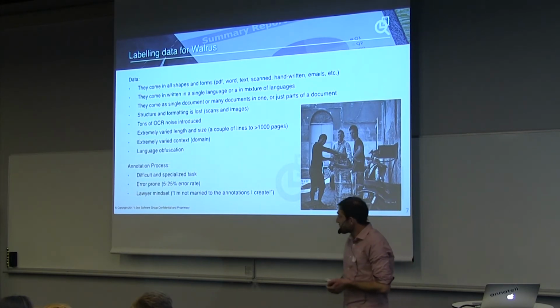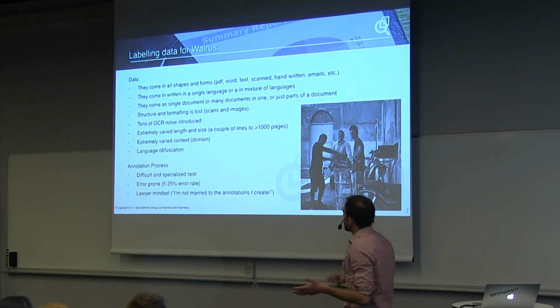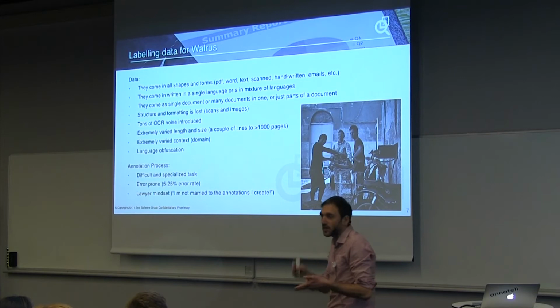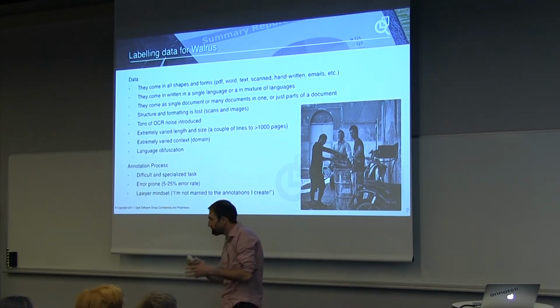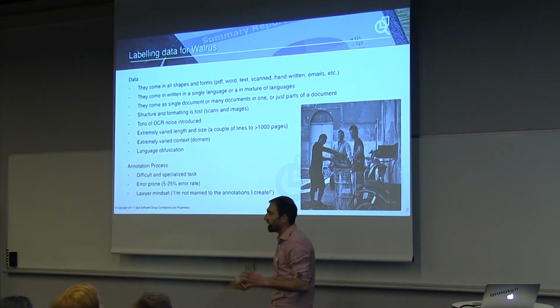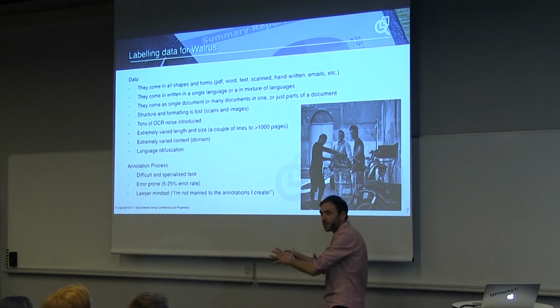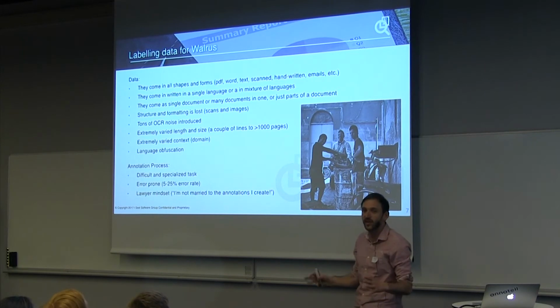Now, we need, of course, labeled data. And in our domain, the data comes in quite a lot of shapes. So we have things like PDF, Word documents, emails, scanned documents. We have handwritten data. It's really like a mess. And because we have that in our customers' data, we also need to represent it in our labeled data set.